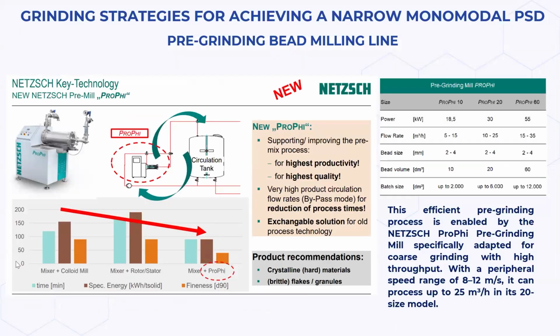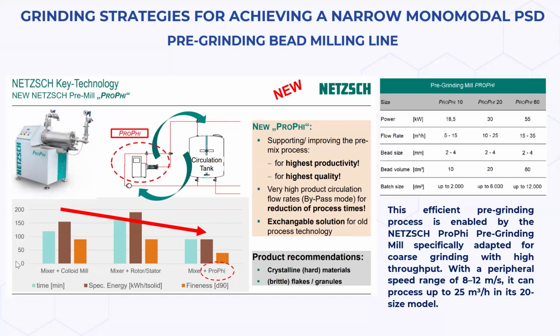The efficient pre-grinding process is powered by the Netzsch Profi pre-grinding mill, a disc agitator bead mill uniquely adapted for high throughput coarse grinding. Operating at a peripheral speed of 8 to 12 meters per second, the Profi 20 model processes up to 25 cubic meters per hour with 2 to 4 millimeter grinding beads.